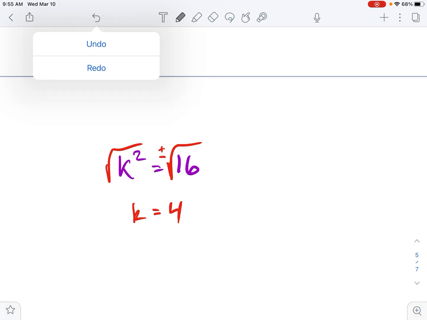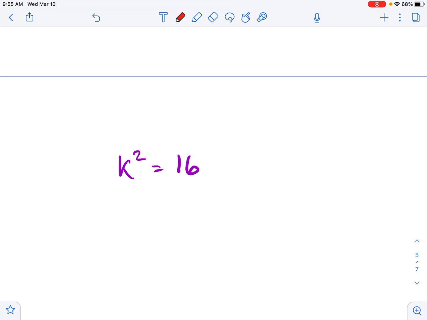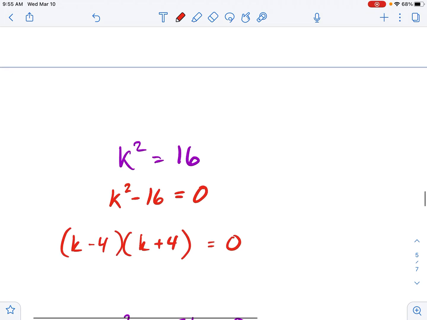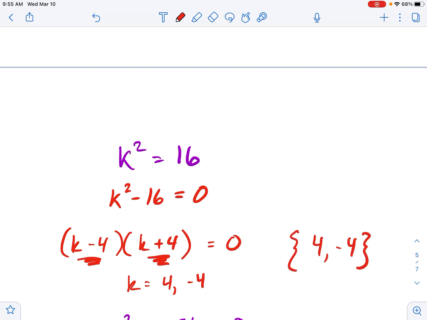Now, that seems kind of complicated. We've never taken the square root of both sides. So another way to approach this is let's get everything over to one side so we can set everything to 0. Now, let's factor this. We recognize this is a difference of squares. Now that we have it factored, we're going to set each of these factors equal to 0, or I can just use my inverse technique and know that k is going to be equal to 4 or negative 4. So my solution set is 4 or negative 4.